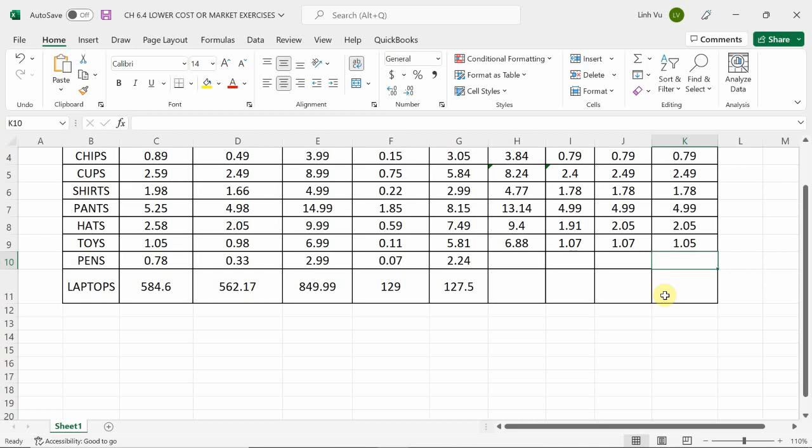Last two here. We got some pens that we bought for 78 cents. It's now valued at 33 cents. We sell them for $2.99. Cost to dispose is 7 cents, and the amount of profit is $2.24.